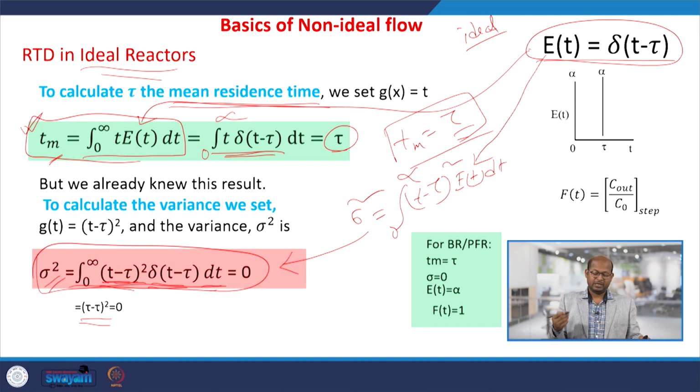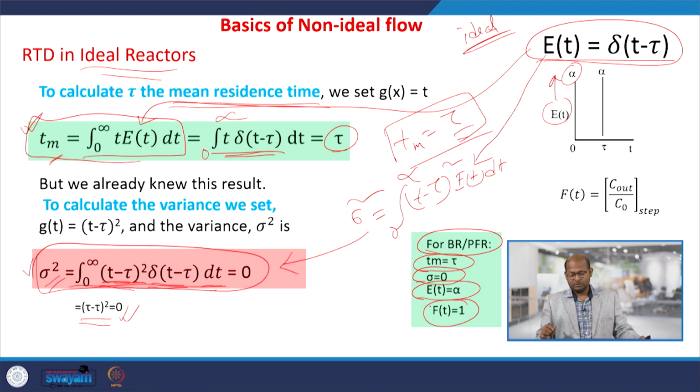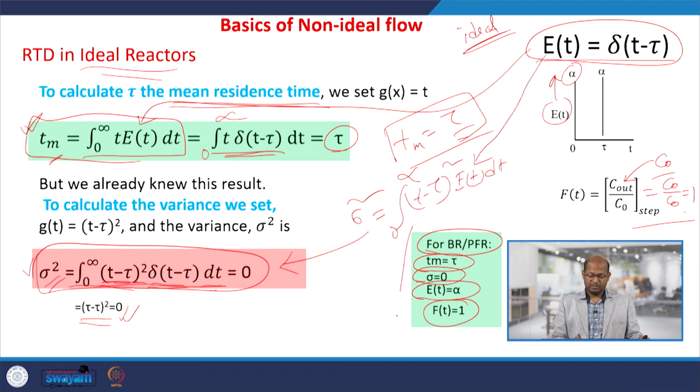So whenever we have an ideal batch or plug flow reactor, we can say that the mean time equals tau, the variance sigma square equals 0, as we have discussed, E(t) equals infinite height, and F(t) equals 1. So F(t) equals 1 for perfect or ideal reactors. Here C output would be equal to C 0, so C by C 0 equals 1. F(t) would also be 1 for ideal systems, ideal reactors.